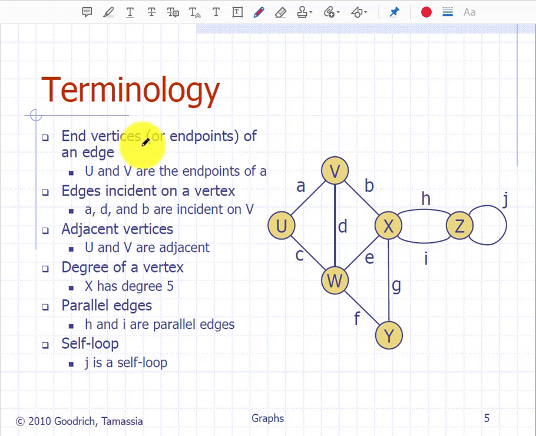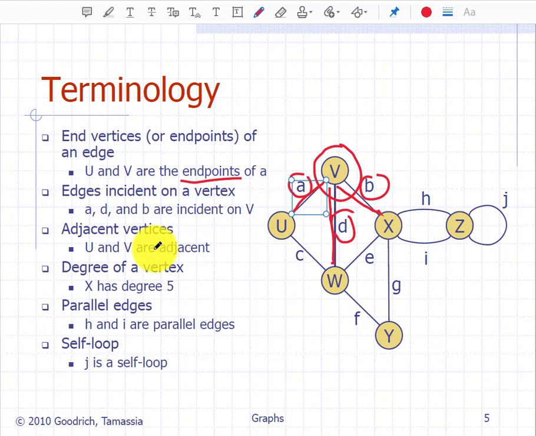So let's start off with end vertices, or endpoints of an edge. So U and V are the endpoints of A. This is your A. U and V are on either end of A, and we refer to that as the endpoints. We refer to edges incident on a vertex. So let's look at the example. A, D, and B are incident on V. So here's A, here's B, and here's D. They are incident on V. They're connected to V. So notice endpoints are on either side of the edge, and incident are those edges that are connected to a vertex. So these are the edges connected to the vertex, therefore they are incident.